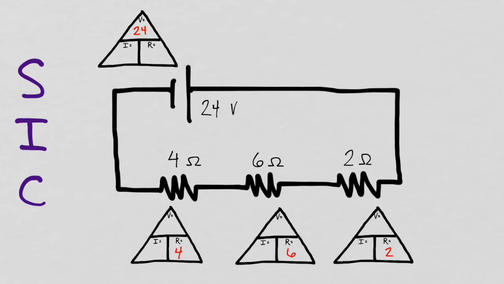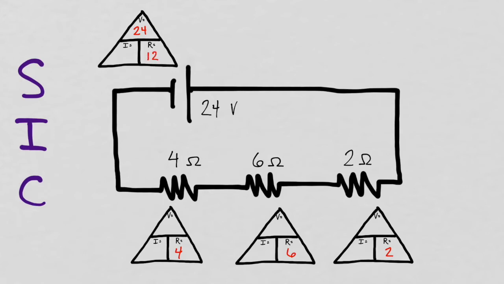Well, the first thing we have to do is find the total resistance. Remember, to find the total resistance in a series circuit, we simply add up the individual resistances. 4 plus 6 plus 2 would give us a total resistance of 12, and that would be the resistance for the entire circuit, and I would describe that at the battery. That's not the resistance of the battery, but merely the total resistance of the circuit that the battery has to push.